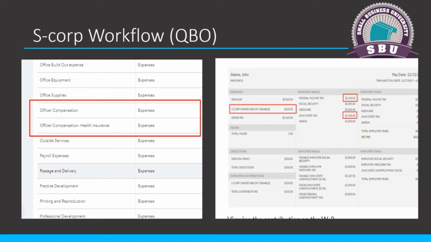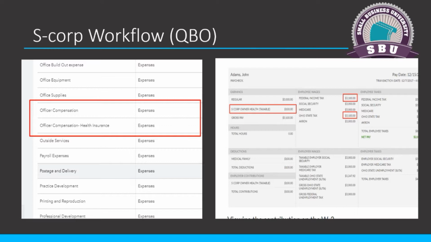Then in your books, you need to make sure that your books tie, as your payroll expense is now the combination of this health insurance and the officer's compensation. So your W-2 needs to equal both of these things. Keep that in sync and try and keep it set up to where it runs each month. Maybe set up a journal entry or some kind of memorized transaction so that you're not forgetting.